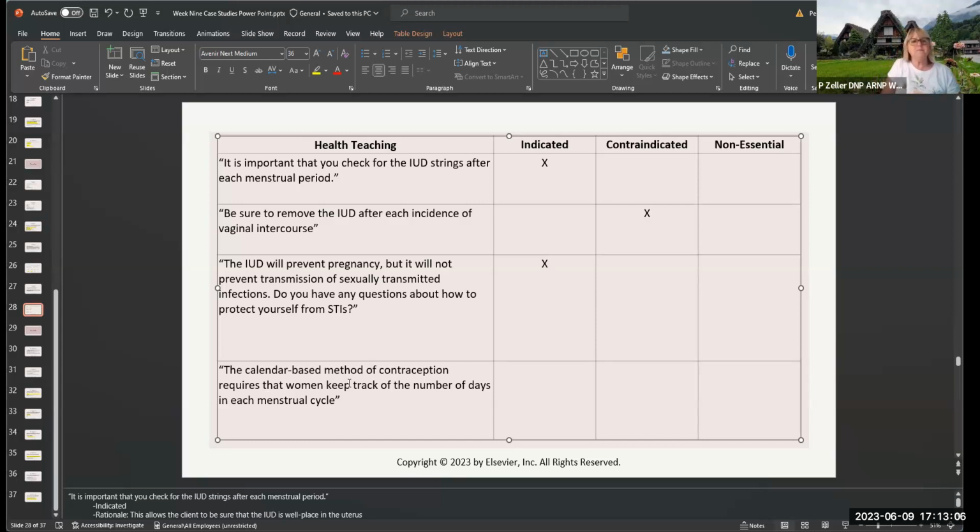The calendar-based method of contraception requires that women keep track of the number of days in each menstrual cycle. Does she need to know that? I would think so. She's using a different method though, she's not using a calendar base. I was going to say for her personally, no, but if somebody was using that, then yes, they would need to know that information.